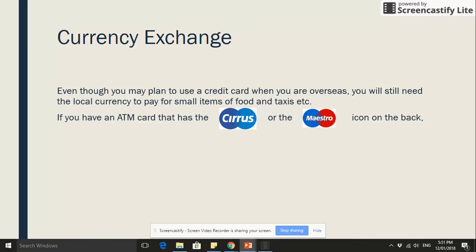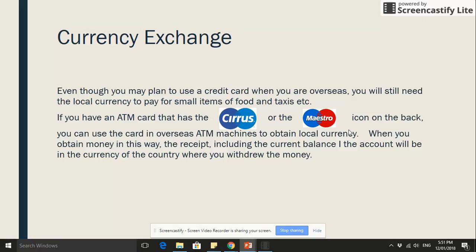If you've got an ATM card that's got these two signs on, or the Maestro icon on the back, you can use the card in overseas ATM machines to get their local currency. Actually, just put it in their ATM and you'll get their money out. When you obtain money in this way, the receipt, including the current balance in the account, will be in the currency of the country where you withdrew the money.